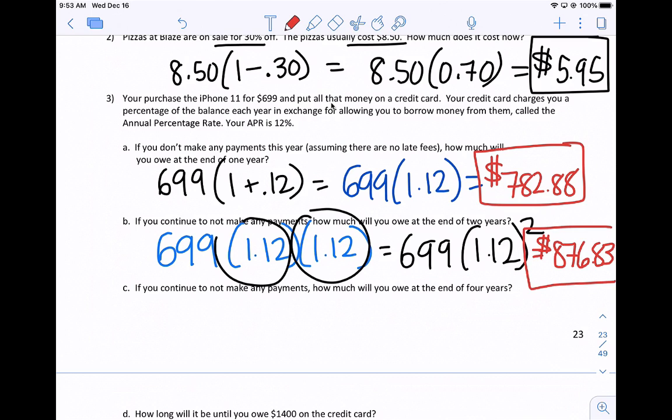So again, $699 of that will go towards paying back your phone, but the rest goes to the credit card company because you owed them and didn't pay them back. If you continue to not make any payments, how much will you owe at the end of 4 years?